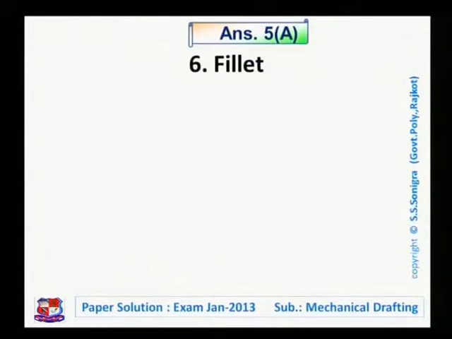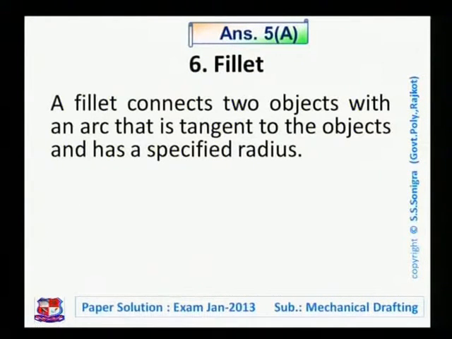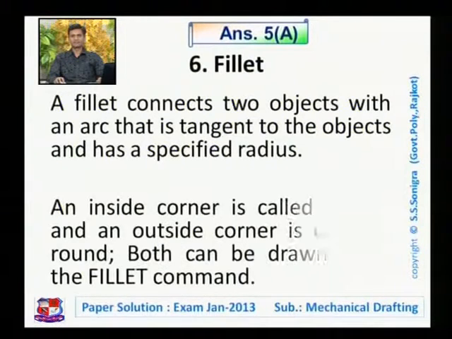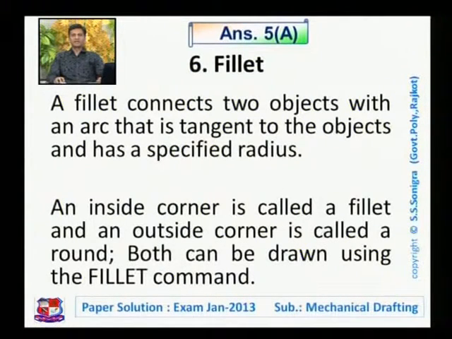And the last one is fillet. A fillet connects two objects with an arc that is tangent to the objects and has a specified radius like this. An inside corner is called a fillet and the outside corner is called a round. Whenever any corner is there, if we make it smoother, if it is an inside corner it is called fillet, and if it's an outside corner it is called a round. Both can be drawn using the fillet command.